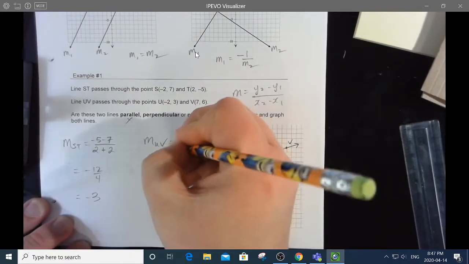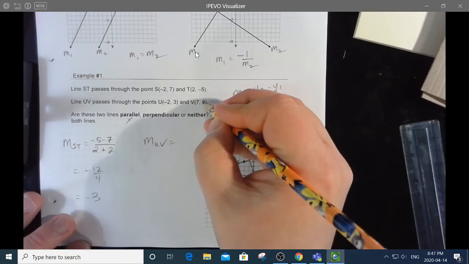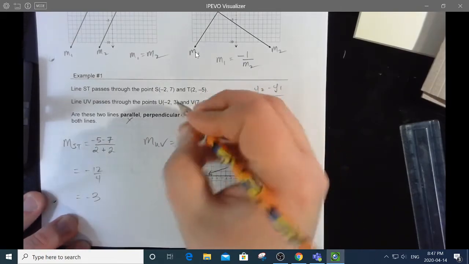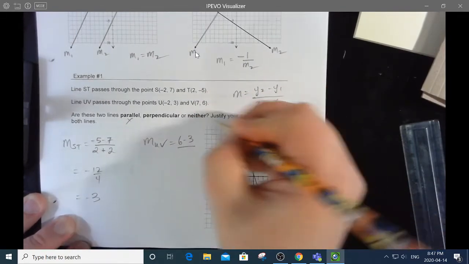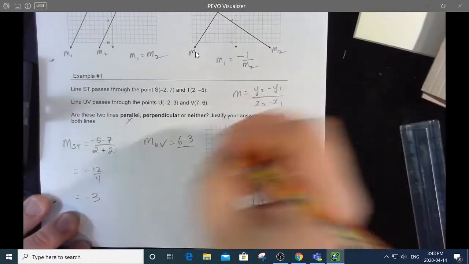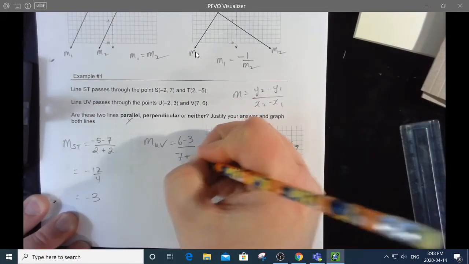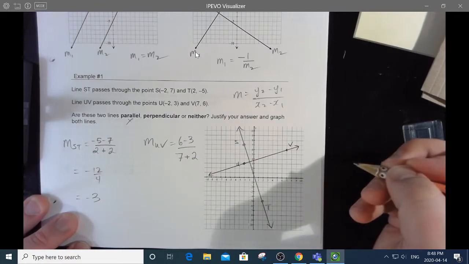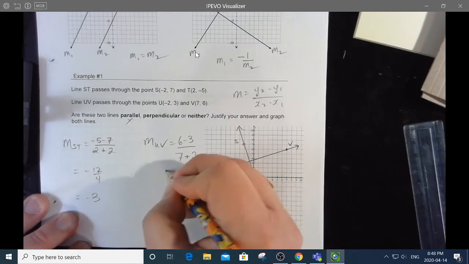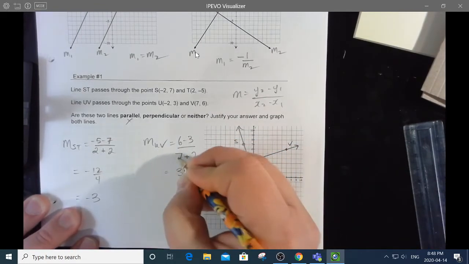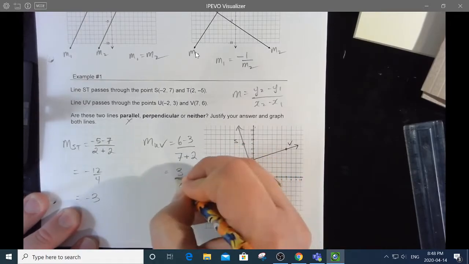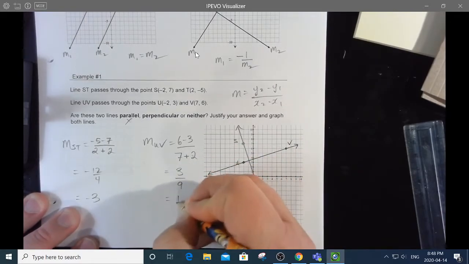All right. How about from U to V? I'll call this Y2, so 6 minus 3, over 7 minus negative 2. Watch, I'm going to do it again. 7 minus negative 2. Oh, sneaky. So 6 minus 3 is 3. 7 plus 2, spoiler alert, is 9. And that simplifies to 1/3.